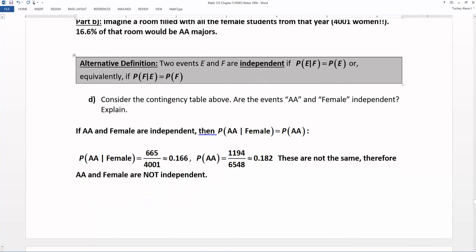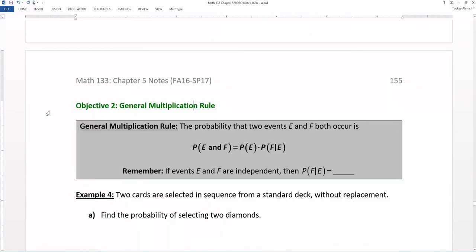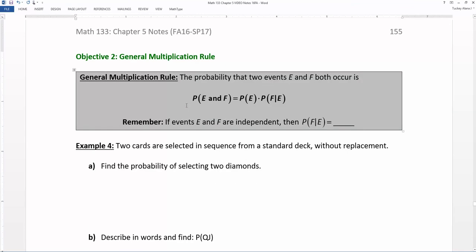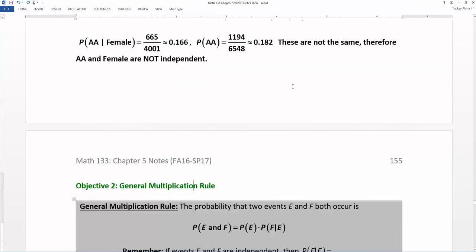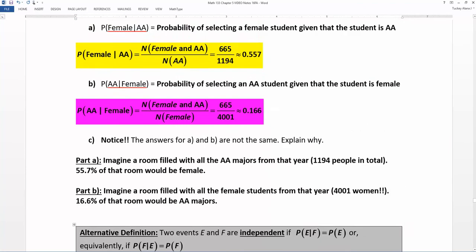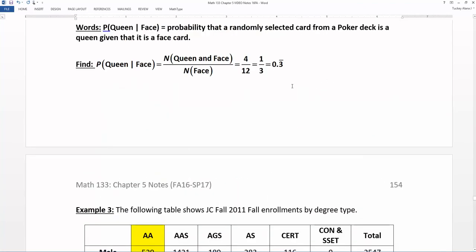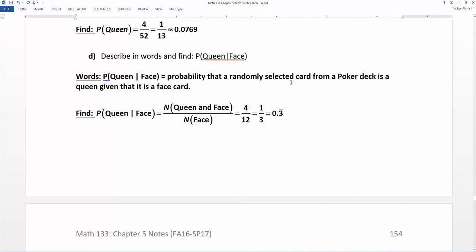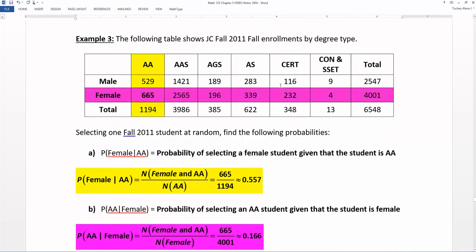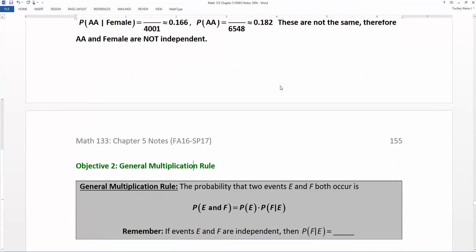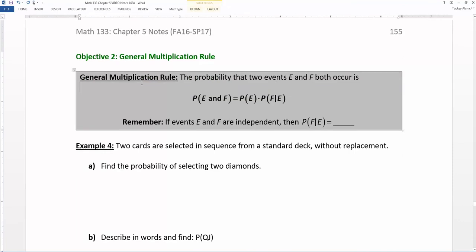This leads us to a new rule, the general multiplication rule. Now that we have this conditional probability stuff in hand, that's going to lead us to a whole new way to do multiple probabilities, because everything up to this point was singles. You're pulling one single student, one single card, rolling 2 dice, but rolling them once. What if you pulled 2 cards, 3 cards? What if you rolled the dice multiple times? Then that leads you to the general multiplication rule.